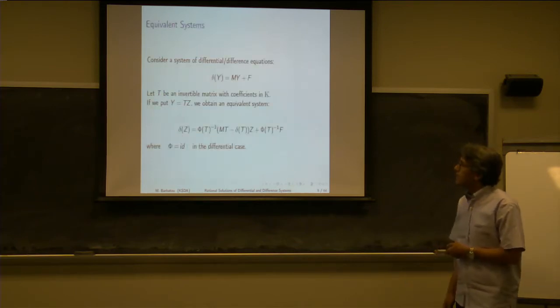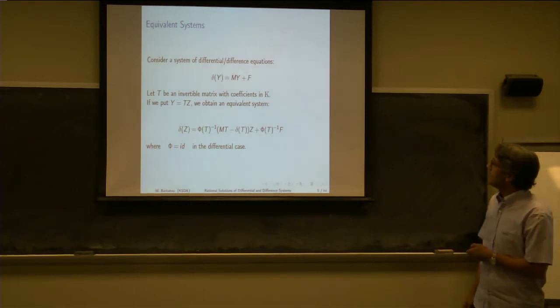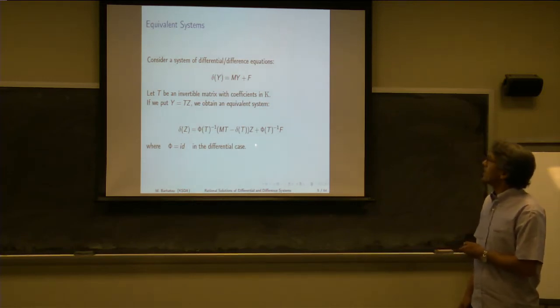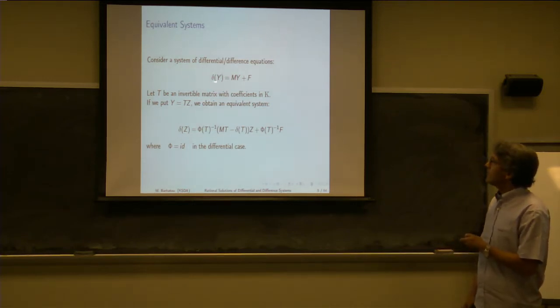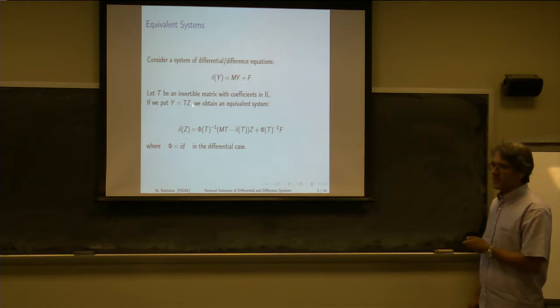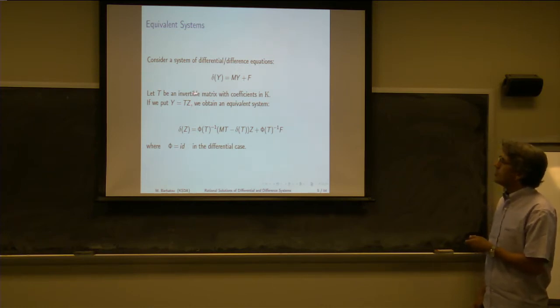So let's start with a few basics. Given a system in this form, when studying this system, we use a change of unknown function y equals T times z. Z is a new unknown function, so this is a linear substitution. And when you do this, you get a new system, which is given by this formula.